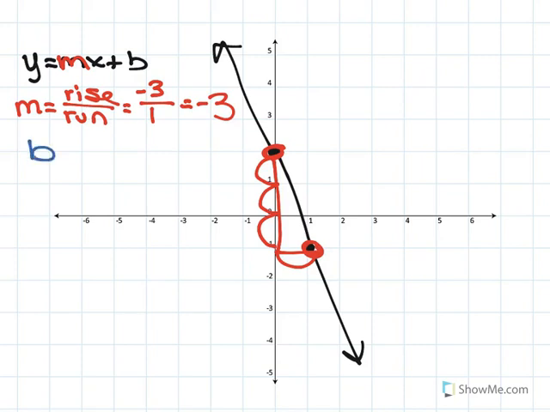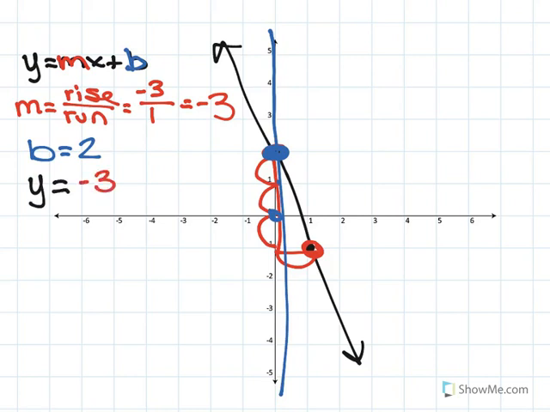Next, we're going to find the b. The b is where the line crosses the y-axis. So the line crosses at this point. We count from the center, 1, 2. So 2 is the y-intercept, and that's our b. So our equation would be y equals m, which is -3, x plus our b, which is 2. If it was a negative b, you would write -2.